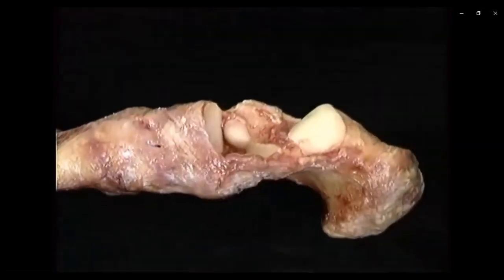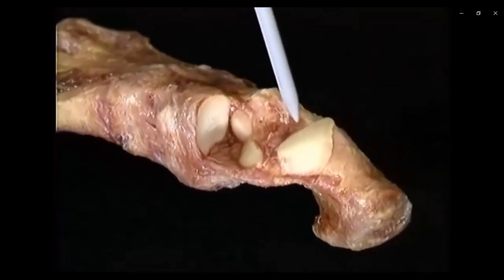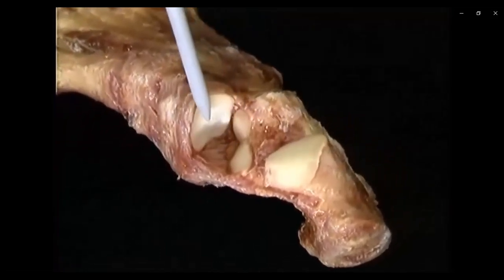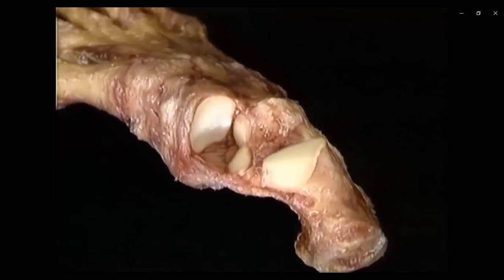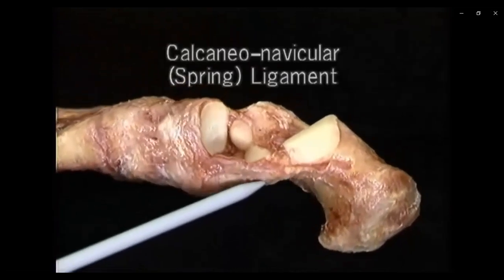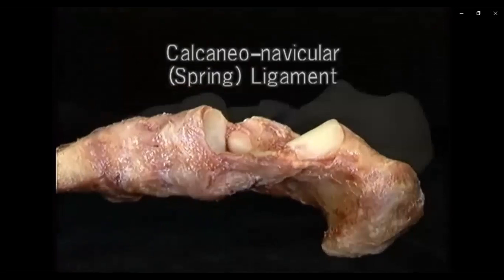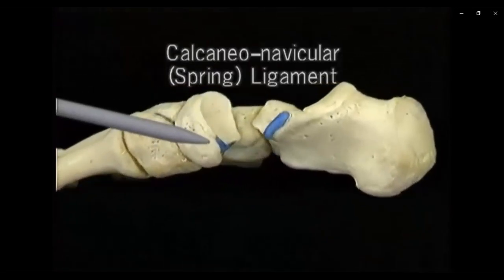Here's what these joint surfaces look like in the living body. The surface for the subtalar joint, and the two surfaces for the TCN joint. This structure in between, which forms part of the TCN joint, is the upper surface of the strong calcaneo-navicular ligament, also misleadingly called the spring ligament, which helps to hold up the head of the talus. It goes from here on the calcaneus to here on the navicular.